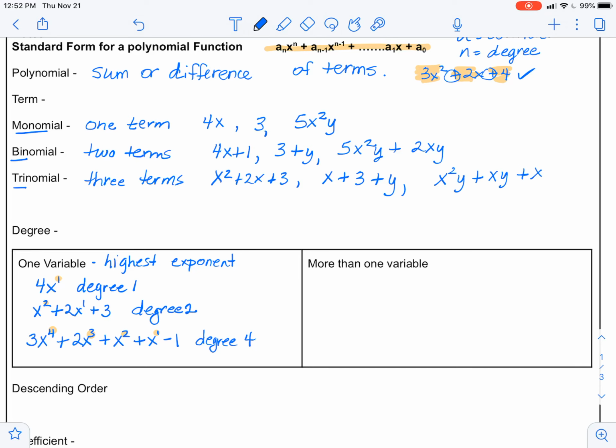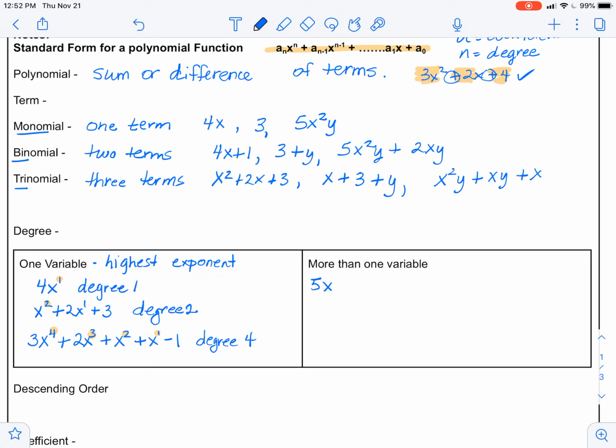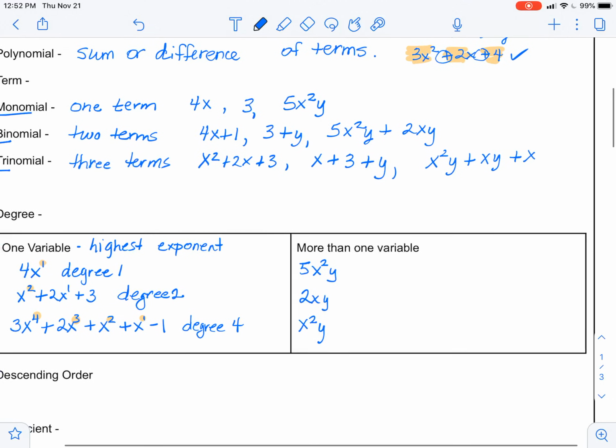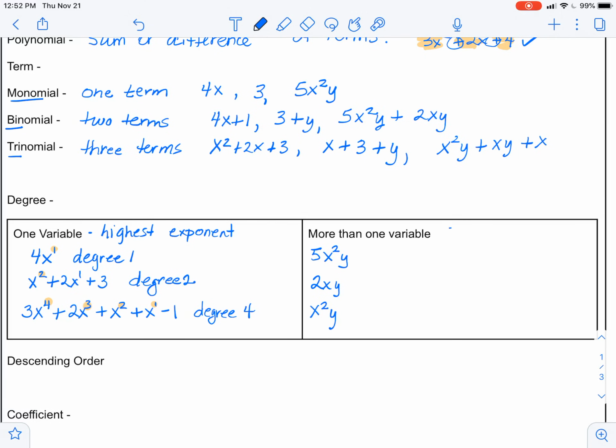Now then, what happens if you have more than one variable? I gave you some examples up above with more than one variable. I gave you 5x squared y, a 2xy, and an x squared y. All of those have more than one variable. And if that is the case, the degree is the sum of the exponents.